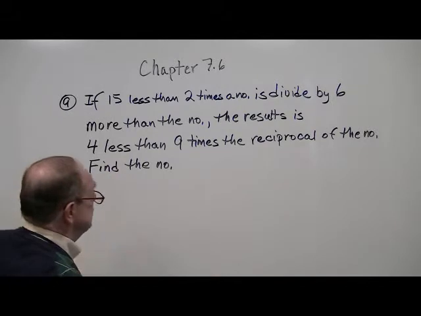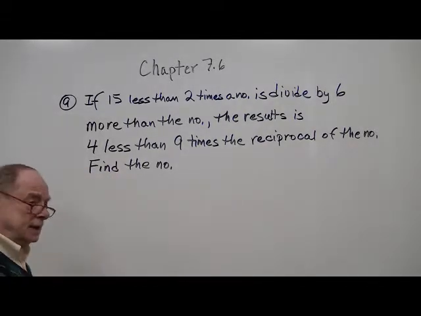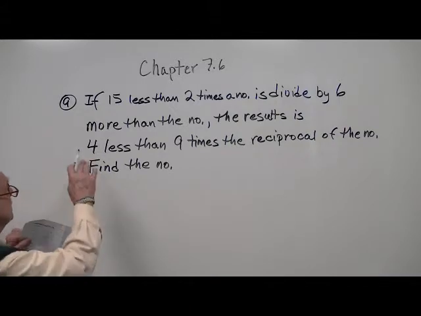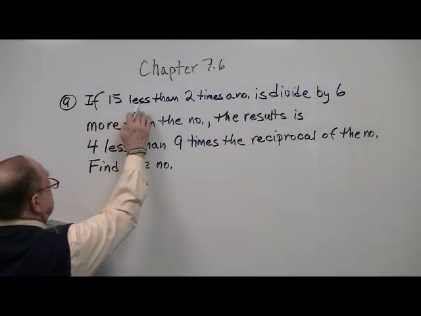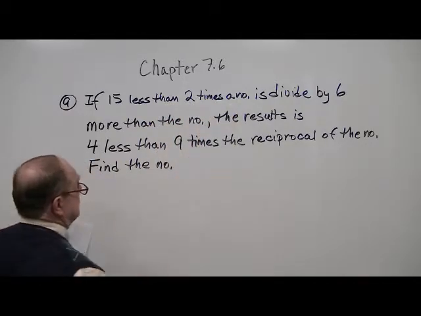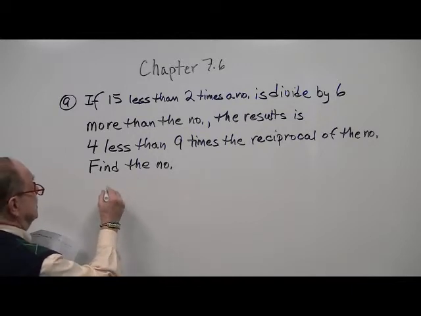Again, as we do these, they get a little more challenging, and then they're going to get a little easier. But again, you have to read it carefully. So let's work on this one. If 15 less than 2 times a number. So we're going to let n equal the number.